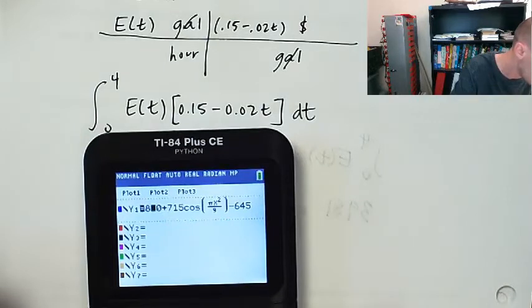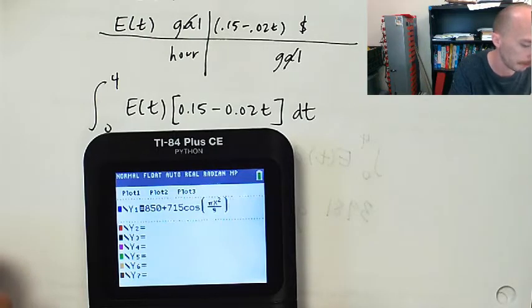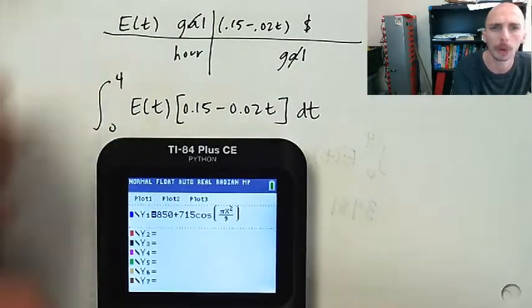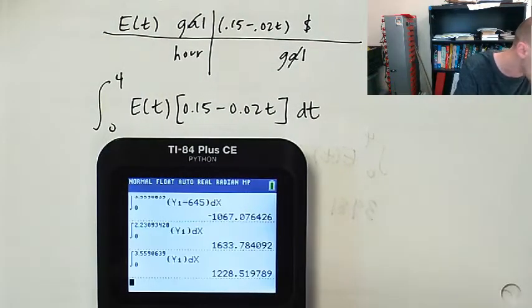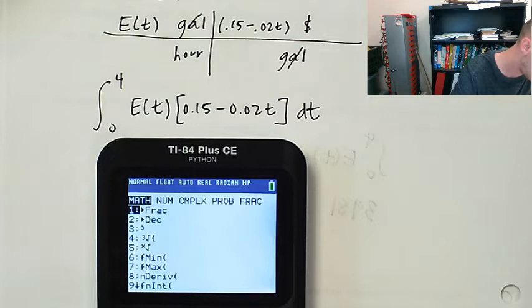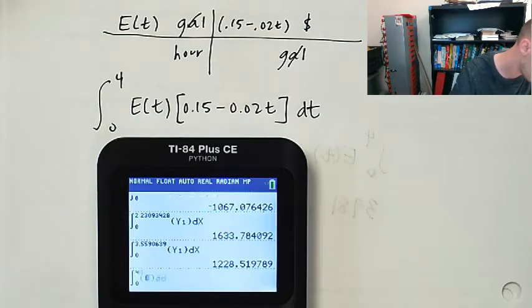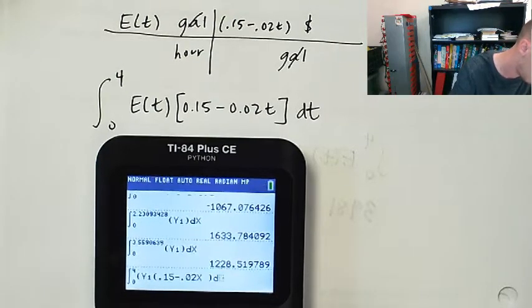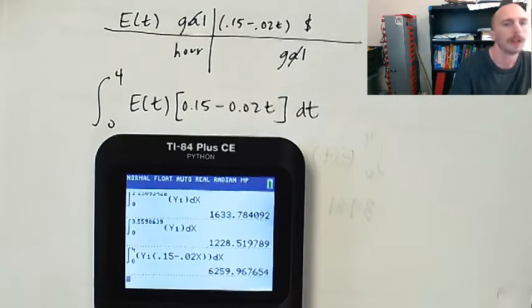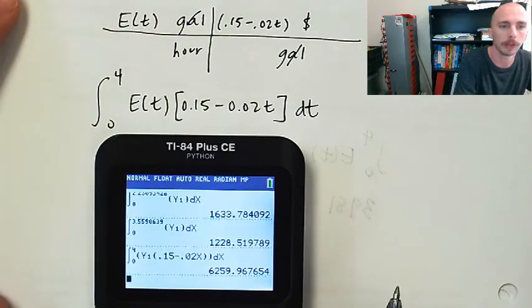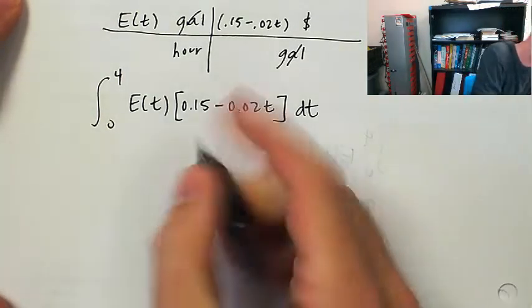Okay, I'm going to go in here and I'm going to get rid of that 645. Okay. In retrospect, I probably should have only put in the negative 645 for when I was graphing, and then switched it back and had y1, y2. But, you know, I did what I did, so can't go back now. The integral from 0 to 4 of E of t is y1 multiplied by 0.15 minus 0.02t with respect to time. And then that's going to be 6,000, let's see, to the nearest dollar, it said. So that'll be $6,260.